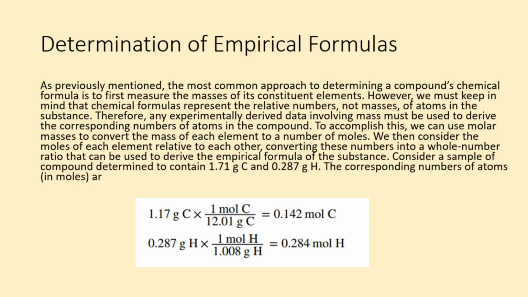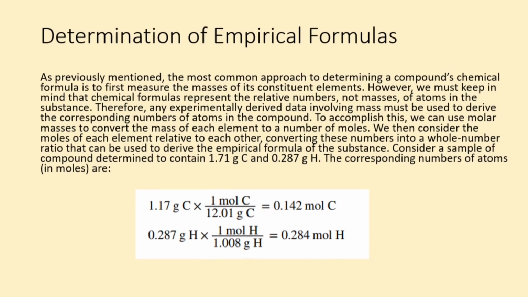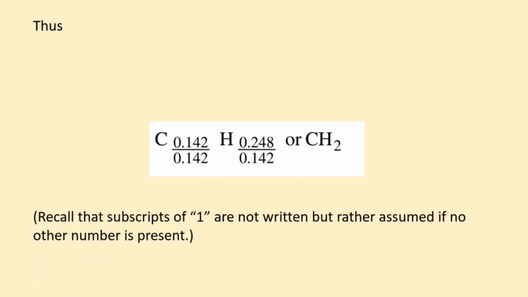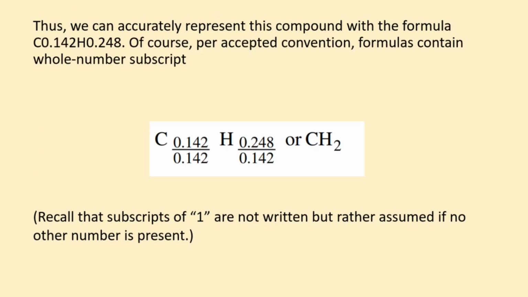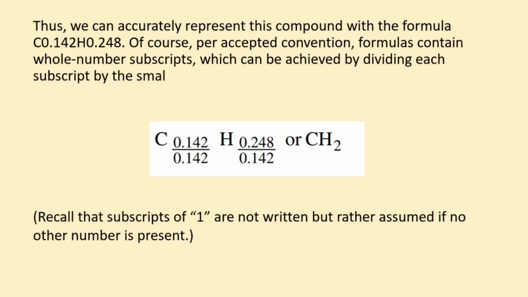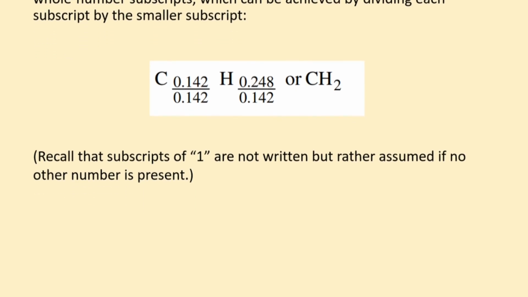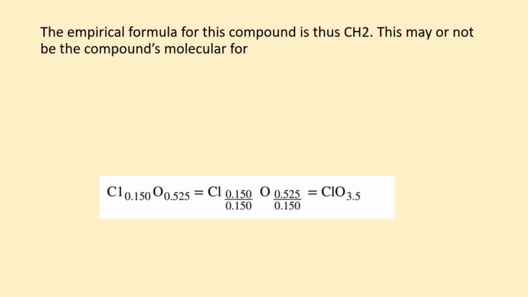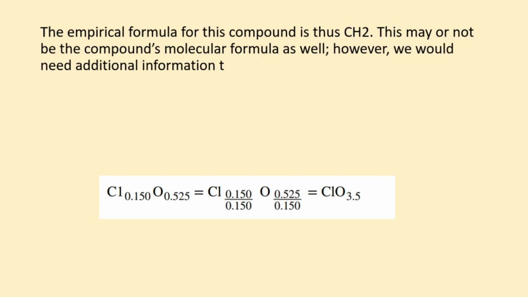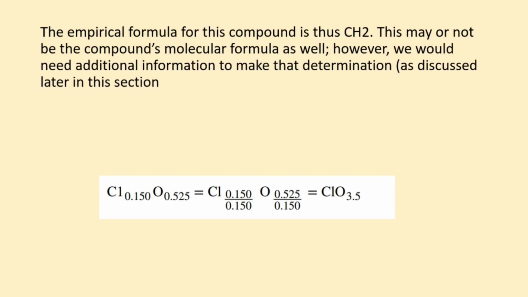Consider a sample of compound determined to contain 1.71 grams C and 0.287 grams H. The corresponding numbers of atoms, in moles, are calculated. Thus, we can accurately represent this compound with the formula C0.142H0.248. Of course, per accepted convention, formulas contain whole number subscripts, which can be achieved by dividing each subscript by the smaller subscript. Recall that subscripts of 1 are not written, but rather assumed if no other number is present. The empirical formula for this compound is thus CH2. This may or may not be the compound's molecular formula as well; however, we would need additional information to make that determination, as discussed later in this section.